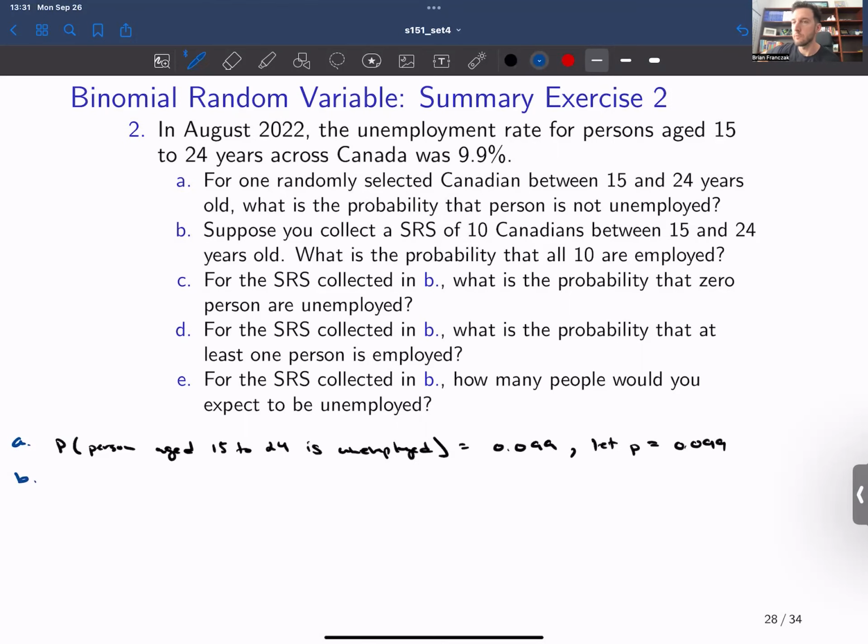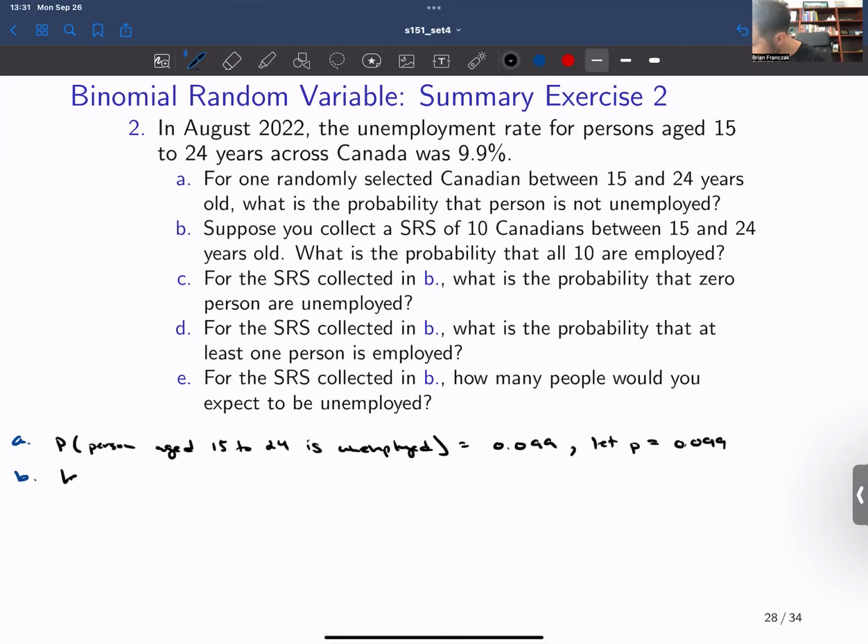In part B, it says, suppose you collect a simple random sample of 10 Canadians between 15 and 24 years old. What is the probability that all 10 are employed? So what we're going to do here is let X count the number of unemployed Canadians aged 15 to 24. Capital X is a random variable counting the number of Canadians in this age group that are unemployed.